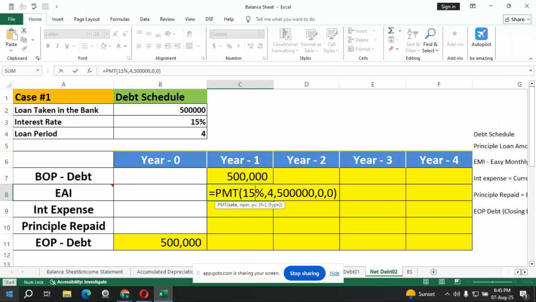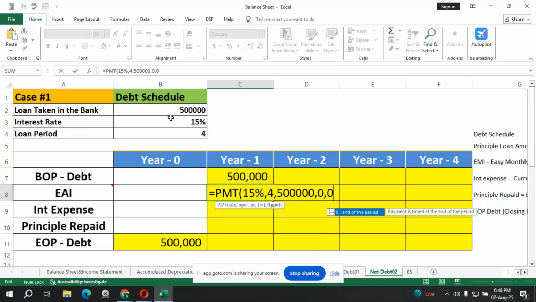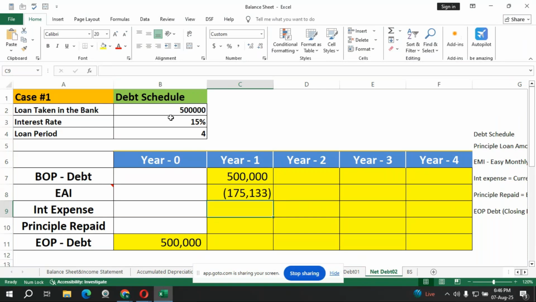Please look at the PMT, nothing but your EMI calculations. I'll repeat again if you want. Equals to PMT. What is the interest rate? It is 15%, comma. Number of years is 4 years, comma. Present value is 5 lakhs. You can also put minus 5 lakhs, or just leave it like that, 5 lakhs as the amount. Comma, future value is 0, end of the period. So you're going to get like this.